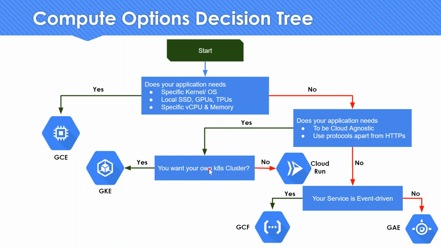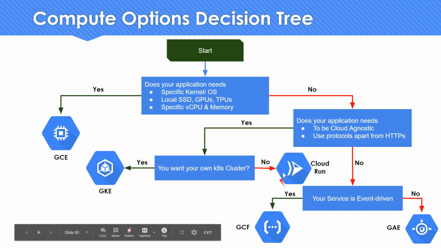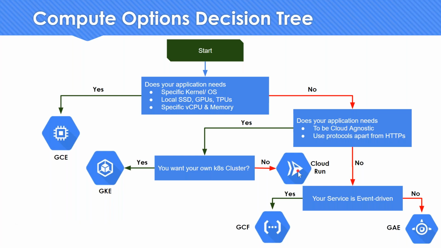You ask one more follow-up question. Do you want to have your own Kubernetes cluster? If you say yes, you go with GKE. If you say no, I want it to be cloud agnostic, but I don't want to manage my cluster, then you can run it in Cloud Run. It's going to be web focused, but you are not managing your cluster.